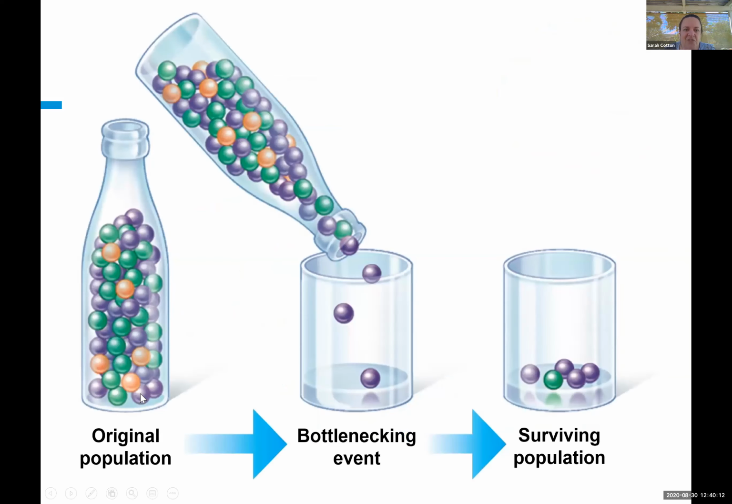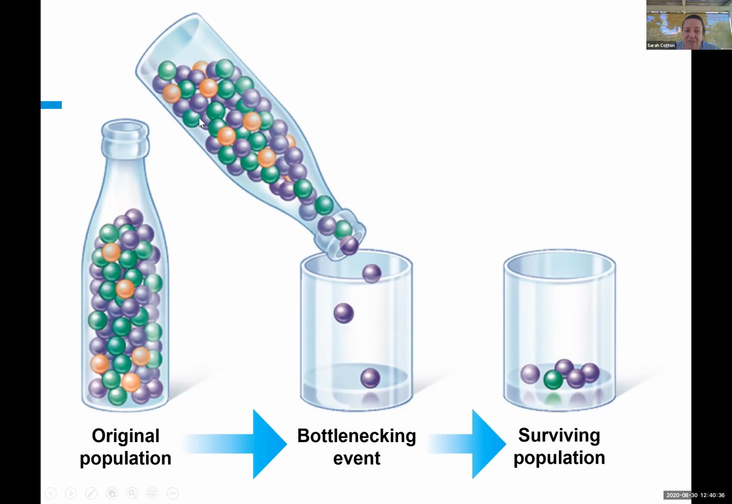Because if you imagine that this bottle kind of represents all the different genes that can exist in the gene pool, right? And so that's our original population. And then you have this event that kills most of the population. Only a few survive, only a few make it out of the bottle, okay?